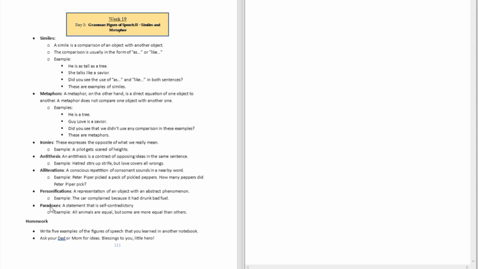Alright, the last one over here. Paradox. Well, a paradox is a statement that is self-contradictory. All animals are equal, but some are more equal than others. Okay, so we just said all animals are equal, but then you're coming back to say that some animals are actually not exactly equal. Well, that's going to be an example of a paradox right there.